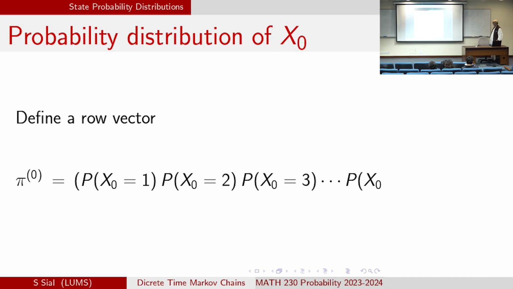So what we're going to do is, I've defined a matrix, now I'm going to define a row vector. Instead of having P multiplying a column vector, I'm going to have a row vector multiplying P.